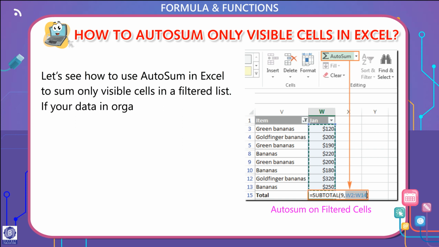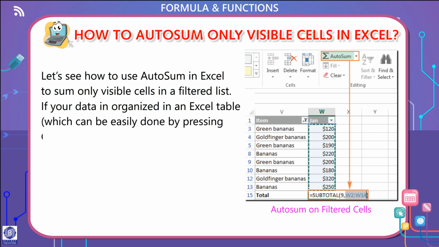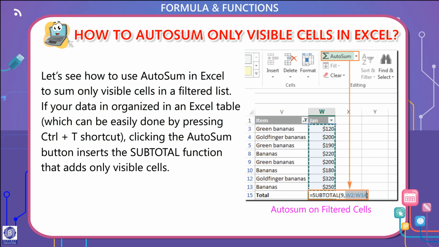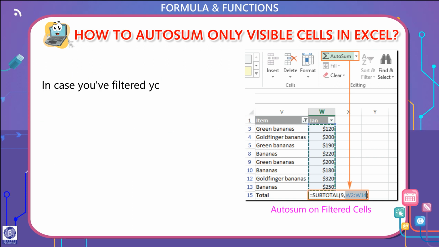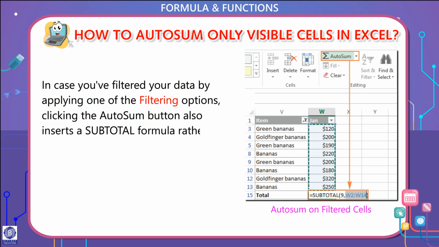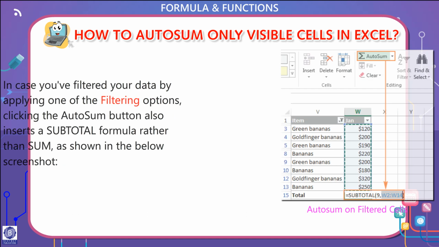If your data is organized in an Excel table, which can be easily done by pressing Ctrl+T shortcut, clicking the AutoSum button inserts the subtotal function that adds only visible cells. In case you have filtered your data by applying one of the filtering options, clicking the AutoSum button also inserts a subtotal formula rather than sum as shown in the below screenshot.